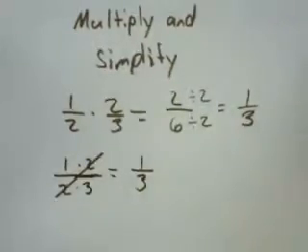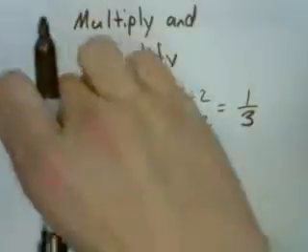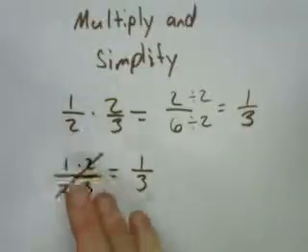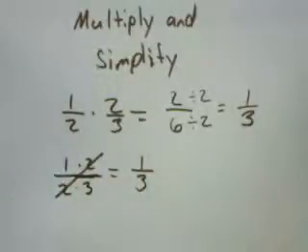Okay? This is correct as well. We can actually simplify anywhere on the top with anywhere on the bottom. So diagonally is perfectly fine. The only way you cannot simplify is bottom with bottom or top with top. We cannot simplify that way.